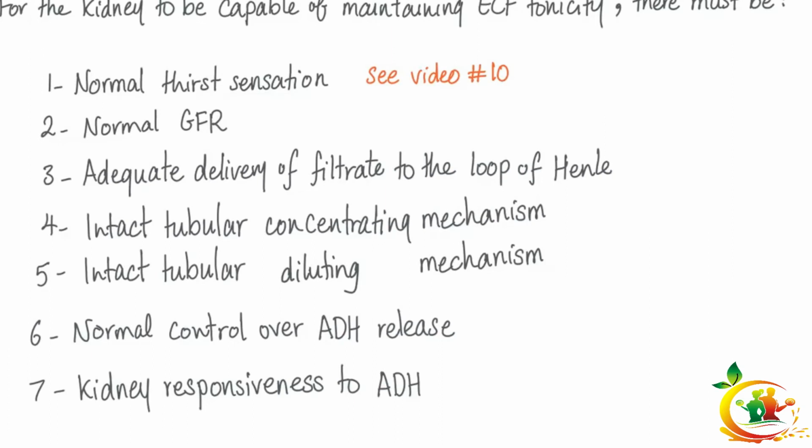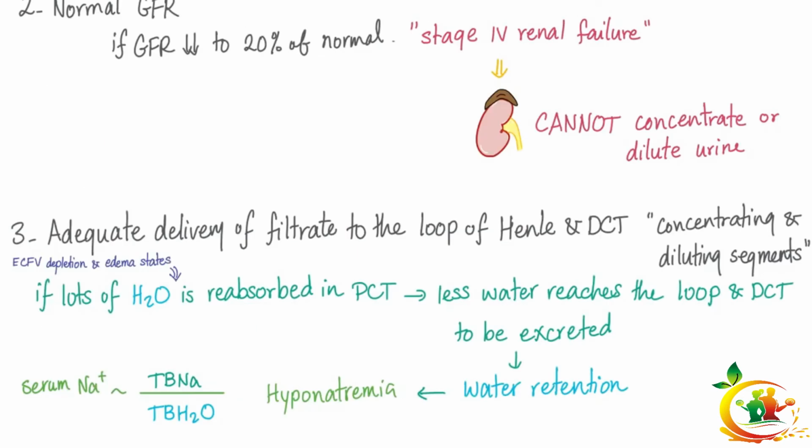For us to say thank you kidney, many conditions must be met. Normal thirst sensation, normal GFR, adequate delivery of filtrate to the loop of Henle, intact tubular concentrating mechanisms, intact diluting mechanisms, normal ADH release, kidney responsiveness to ADH. Let's talk about each one of them. Normal GFR. If GFR decreased to 20% of its normal value, which is stage 4 renal failure by definition, the kidney cannot concentrate or dilute urine.